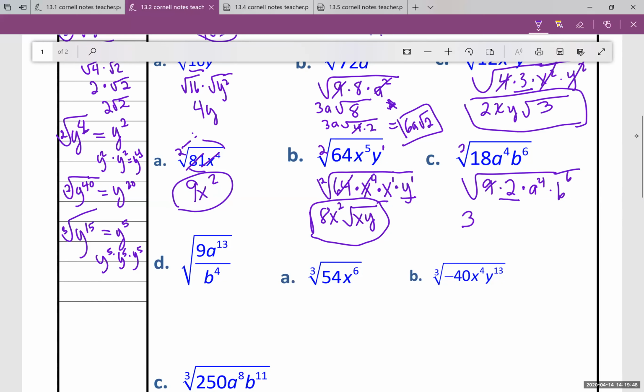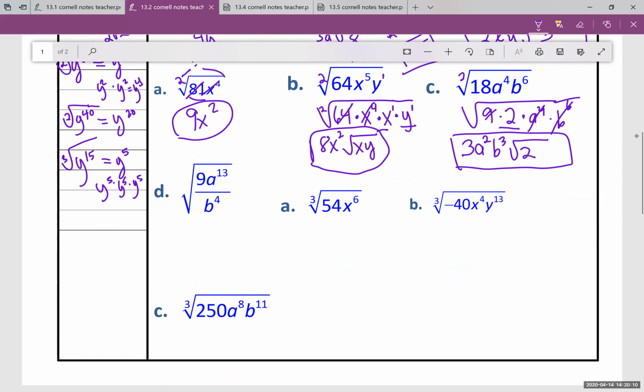No. Can we take the square root of a to the 4th? Yes. That would be a squared. Can we take the square root of b to the 6th? Yes. 6 divided by 2 is 3. What's left under the radical sign? A 2. That's the answer. A couple more of these. They're getting a little more challenging.